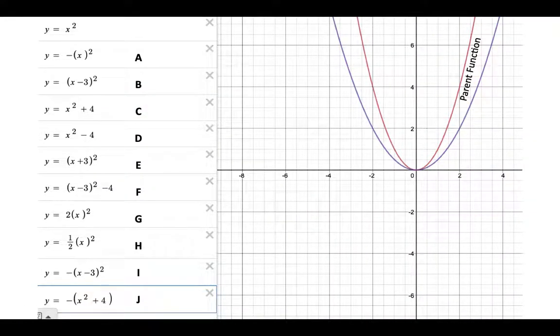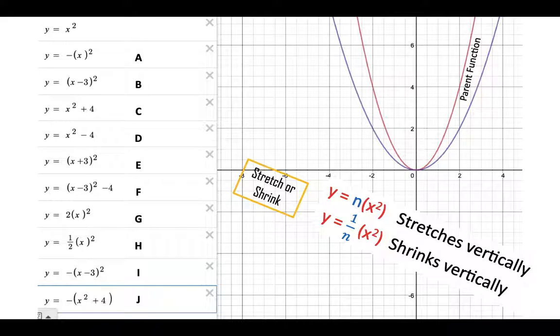Okay, oh look, here we have another one. This is a parent function in red, and then the function that we're trying to understand is in orange. And it's squished, it's wider. So this is one that is going to shrink vertically, so it gets squashed vertically. So this one is going to follow the 1/2 x squared pattern. Another word for what happens with this one is that it's compressed vertically.